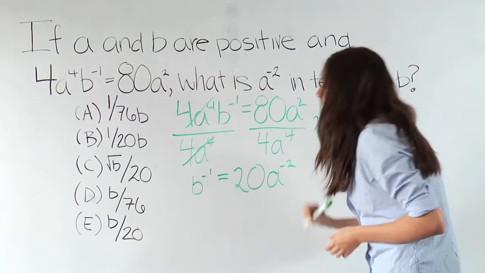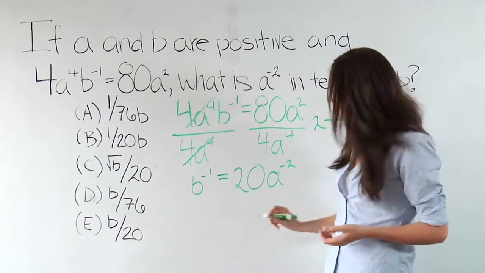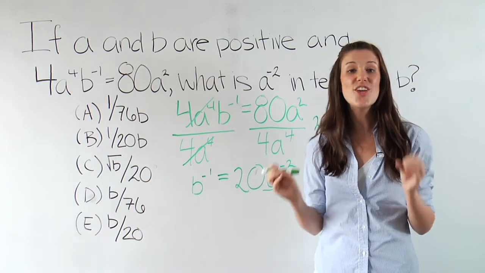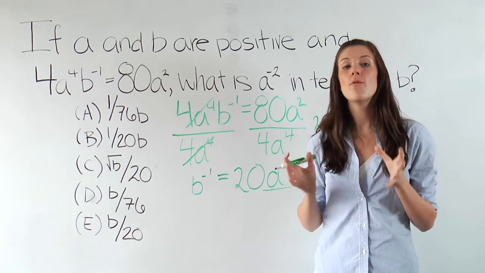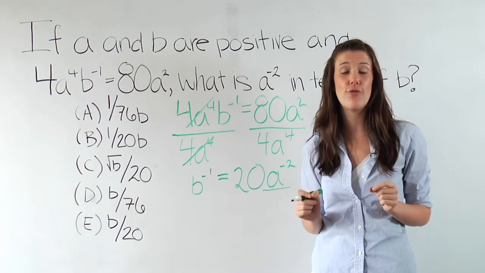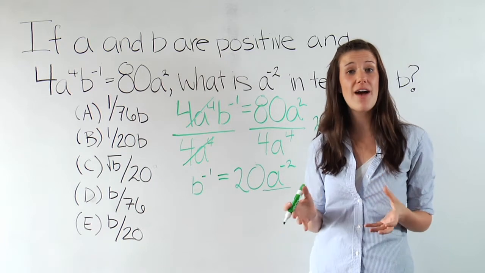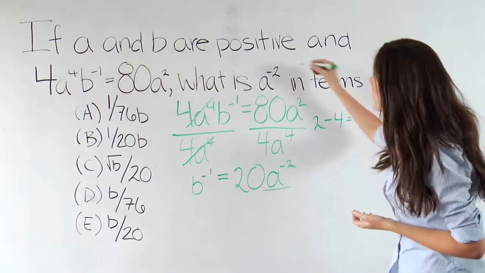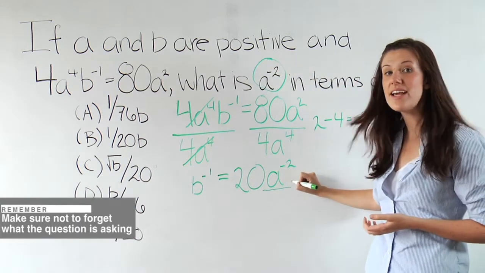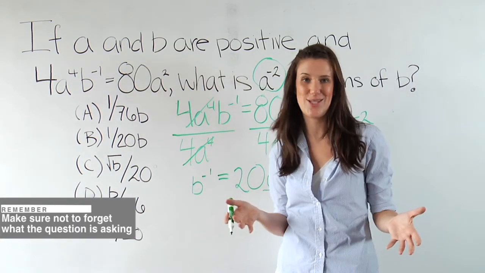And why is that important? Why does that help me? Why does a to the negative 2 look familiar? Because it's the thing you're trying to find, right? Remember, you always want to go back to the question. Make sure you know what you're looking for. In this case, we're trying to find a to the negative 2. And here it is. It's just got that pesky 20 next to it right now.